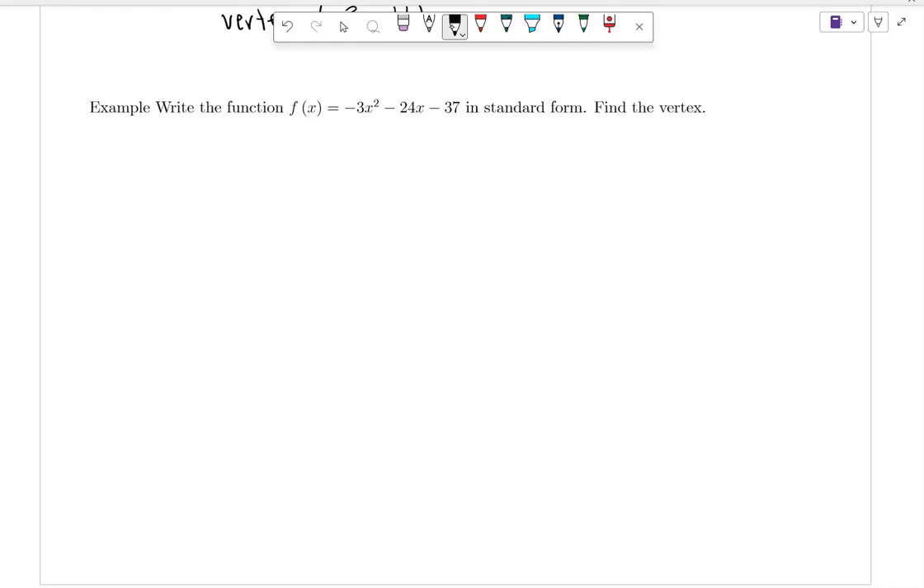Did you find the vertex? Do you need help? You have to take the 3 out of both of those. Yep. And then you have to multiply that by negative 3. It should be negative 3.